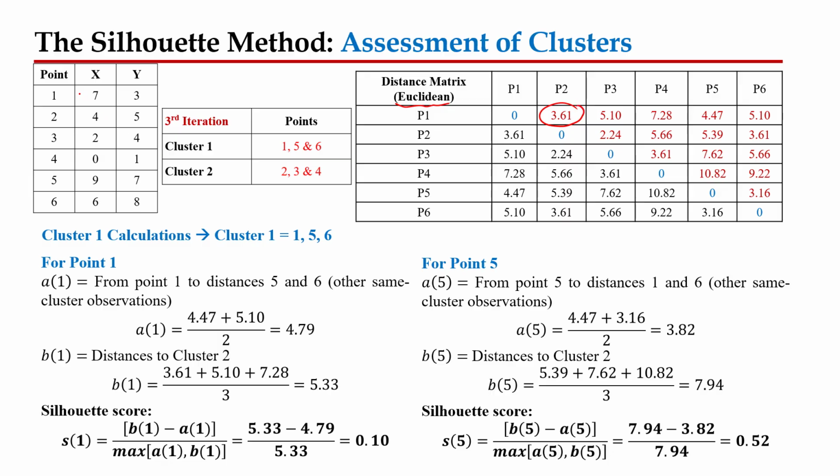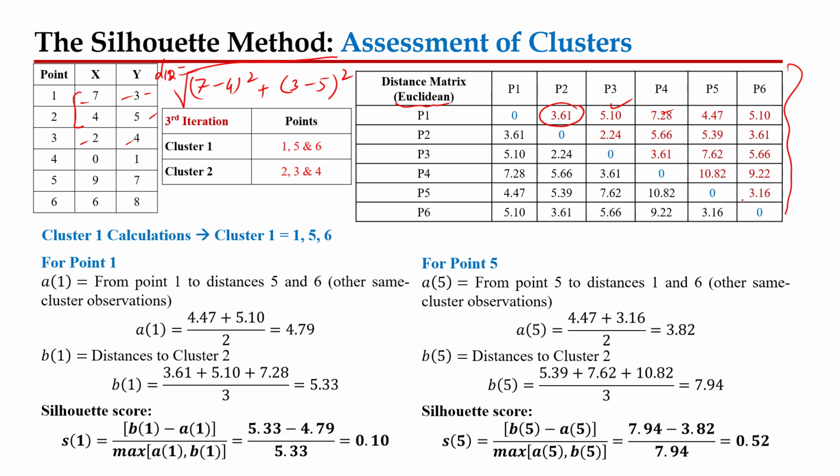That is, we are basically calculating the distance between observation 1 and 2. That is 7 minus 4 square plus 3 minus 5 square, and taking the square root, which is, according to the Euclidean distance, the distance between observation 1 and 2. Same is the case, we can calculate the distance between 1 and 3, which is 7 minus 2 square, 3 minus 4 square, and taking the square root. Like that we can calculate the distance matrix.